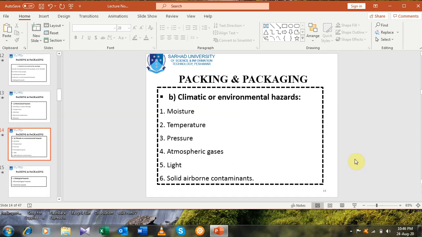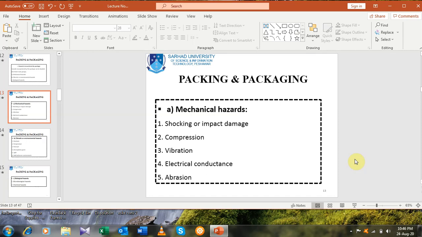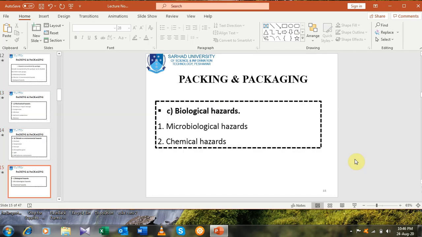While in the climatic or environmental hazard, moisture, temperature, pressure, atmospheric gases, light, and solid airborne contaminants are the sources of the climatic or environmental hazard. The package provides protection not only from the mechanical hazard but also from the climatic and biological hazard as well. The biological hazard includes the microbiological hazard and the chemical hazard.